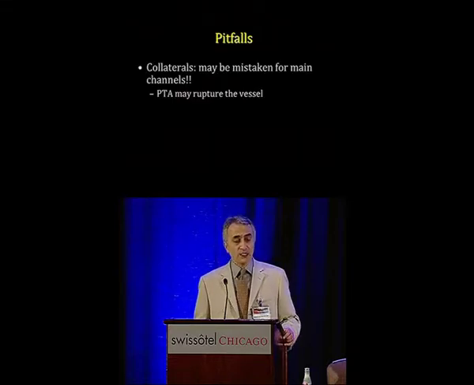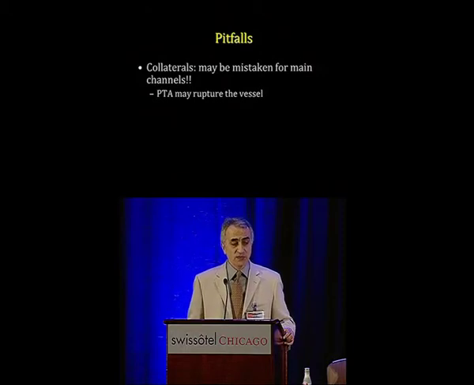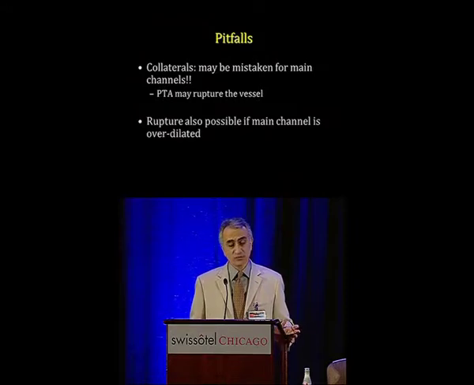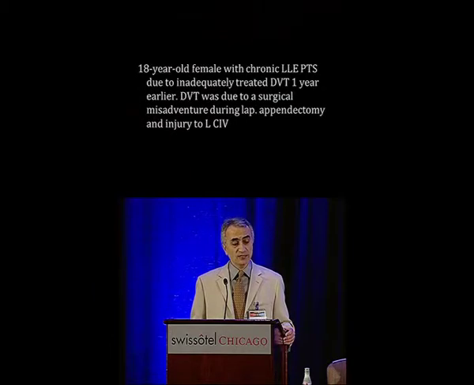Pitfalls. Be careful of collaterals. They may be mistaken for the main channels, and you may rupture them by angioplasty, which is okay. They're low pressure systems. You can easily coil them, or you can just stent them if you can get back into the channel. Rupture also possible if the main channel is over-dilated, so be careful, and let's look at some of these cases.